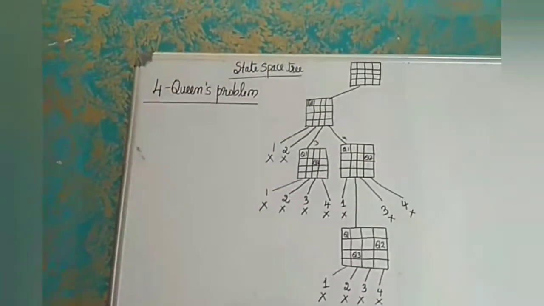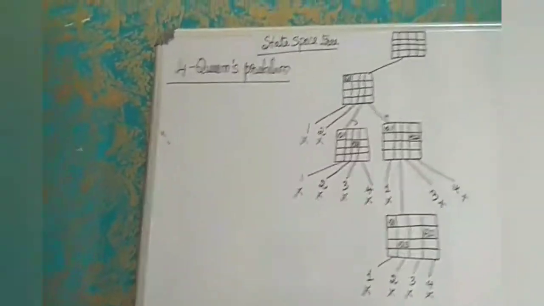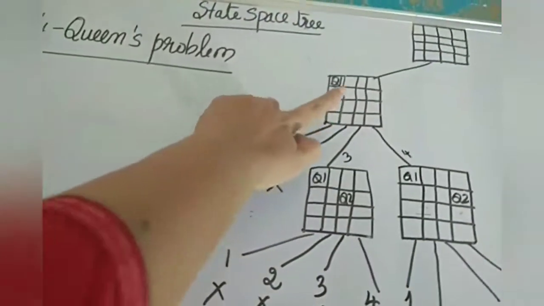Next, let us check whether you can place it in the second column. Second column means where do I have to place it? I have to place it here. Why?